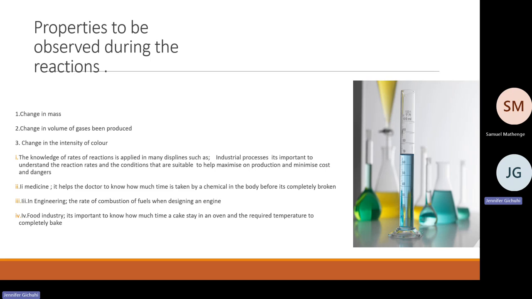The other area which is very important is engineering, and particularly where the engineers will design machines. These machines are supposed to use fuel. So the engineer requires to know the rate of combustion of the various fuels. For example, there are those engines that will use petrol, and there are those engines that will use diesel. Those engines are not the same.